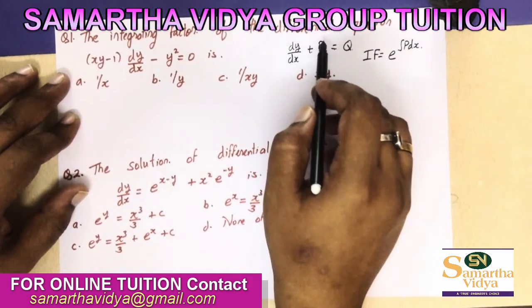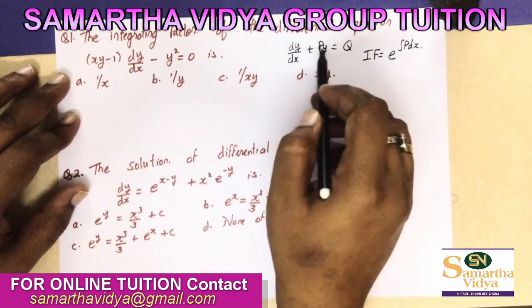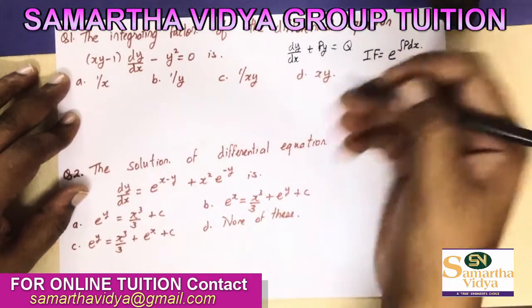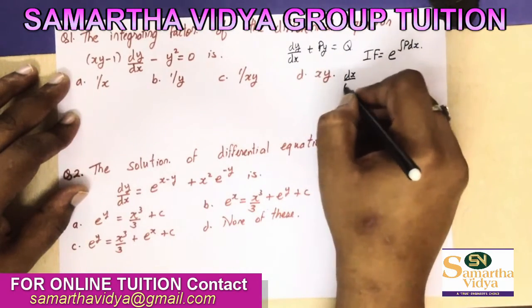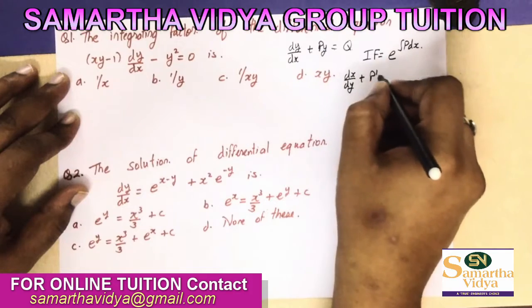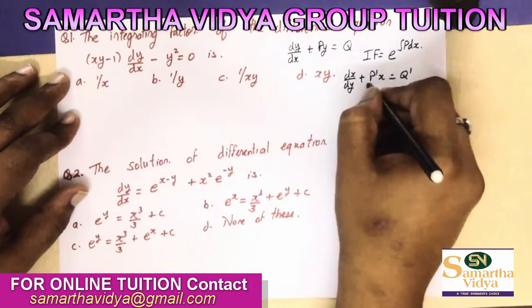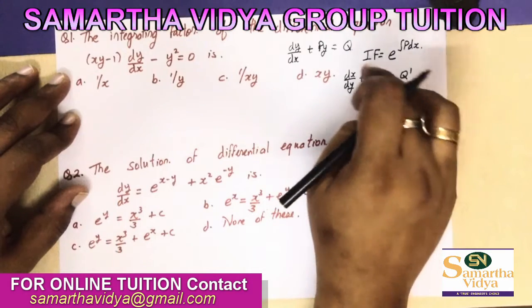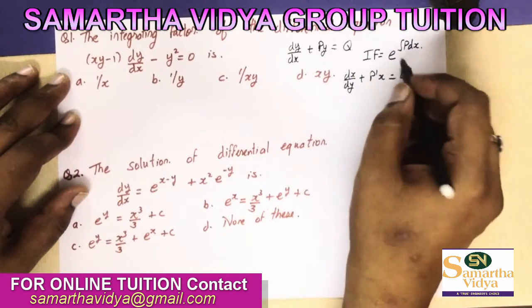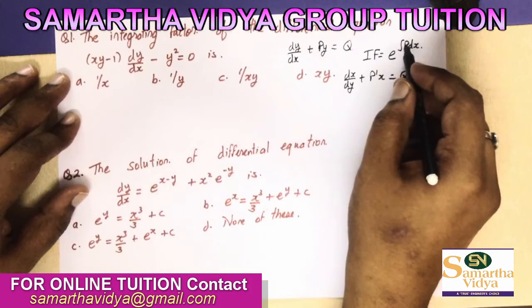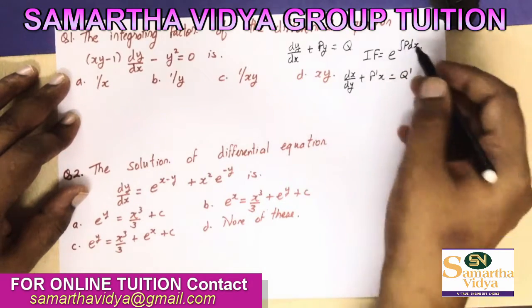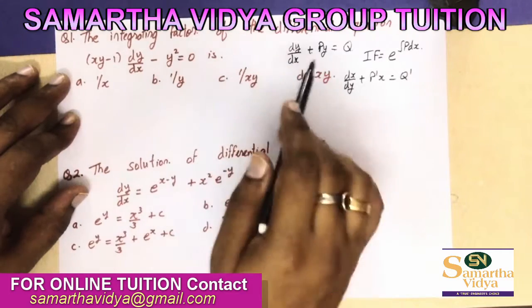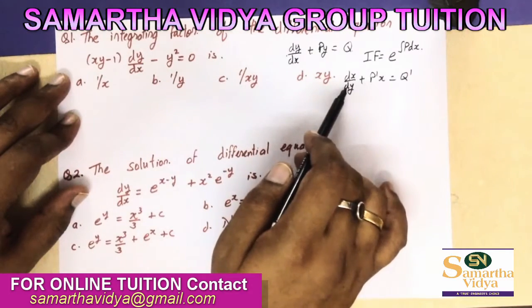So here you have to understand, whenever it is dy by dx, this p is a function of x. And if it is the other way, that is dx by dy plus p dash x is equal to q dash, then my p dash and q dash are functions of y only. And the integrating factor for this case will be nothing but e raised to integration p dash dy. So let us try to understand how to find, basically it is of this format or of this form.